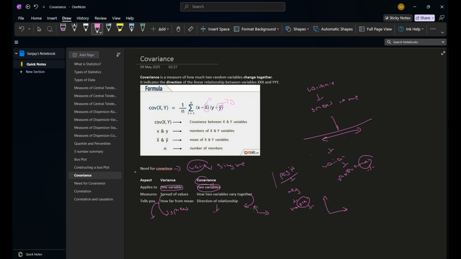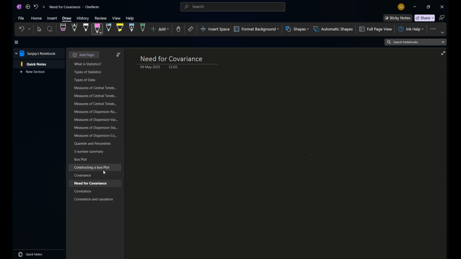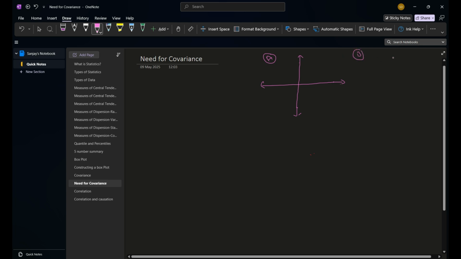And variance tells us how far the data is from the mean. To better understand the need for covariance, we can take two data sets which have the same mean and the same variance, to understand why we need the metric called covariance. So let's start with the data set. I've taken a simple data set. Let's plot it graphically first. So this is data set A, and I will be taking another data set B.